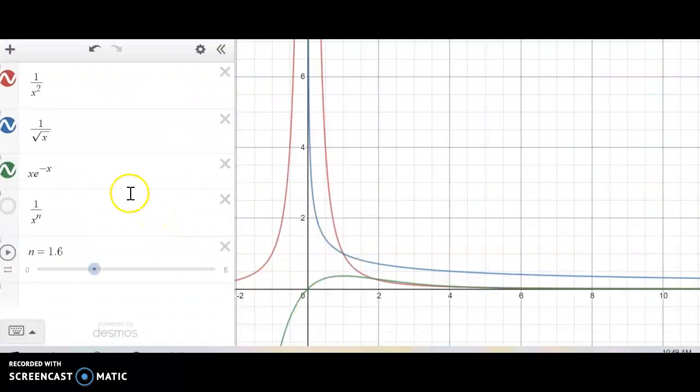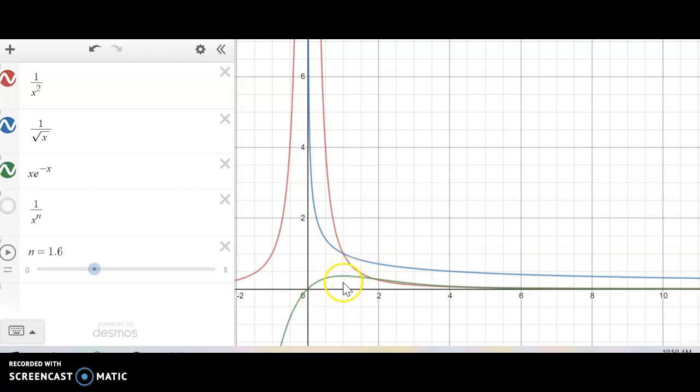And just so you can visualize it, I've got the 2 graphs that we worked off of initially with the green x e to the negative x on here. So you can see, remember, I did the red and the blue from 1 to infinity, right? It's clear that this is a finite area right here.